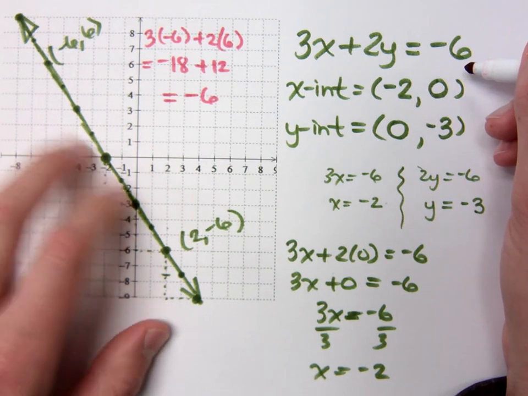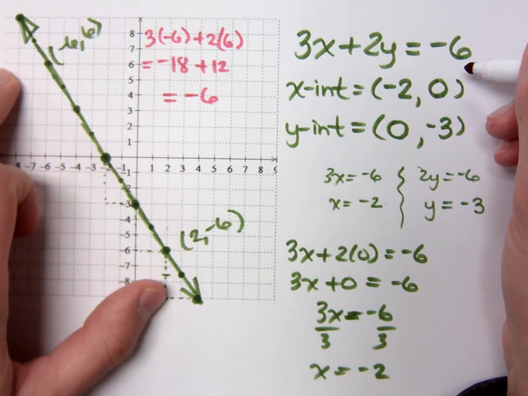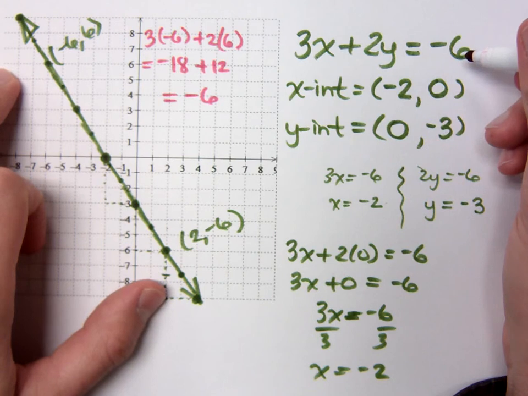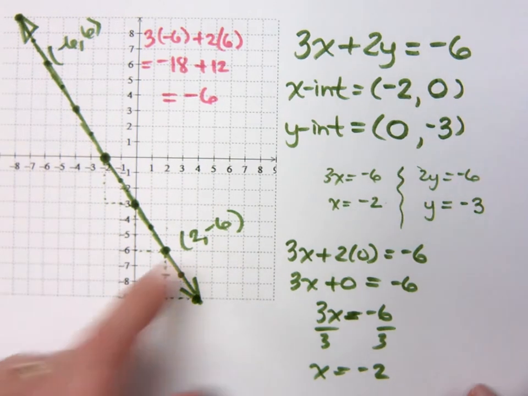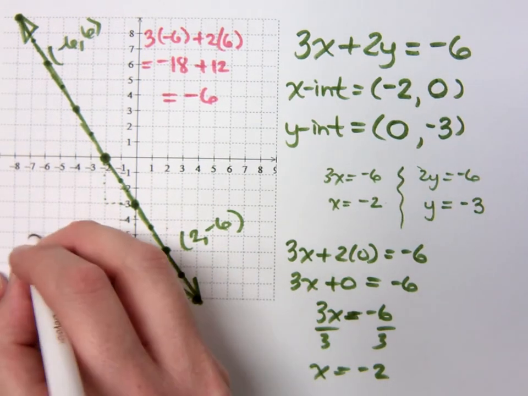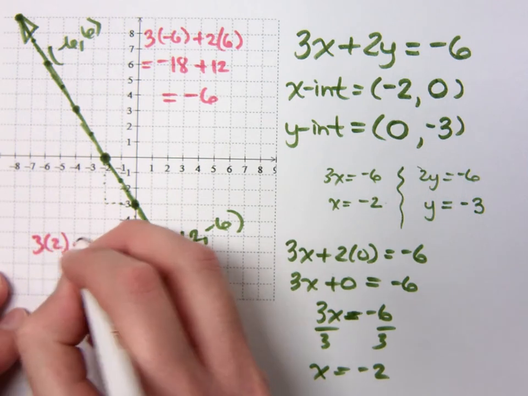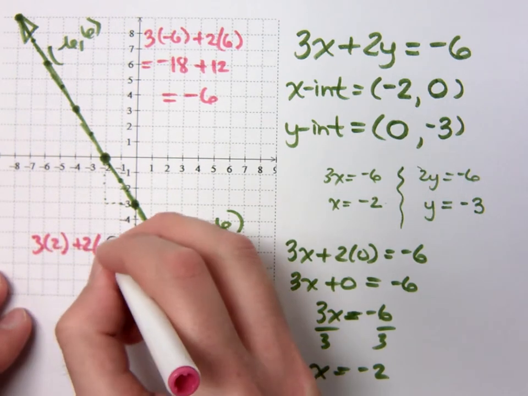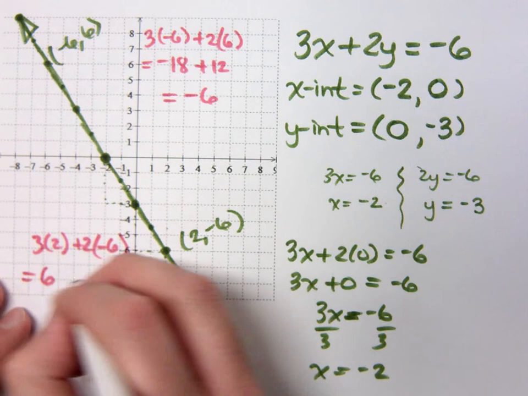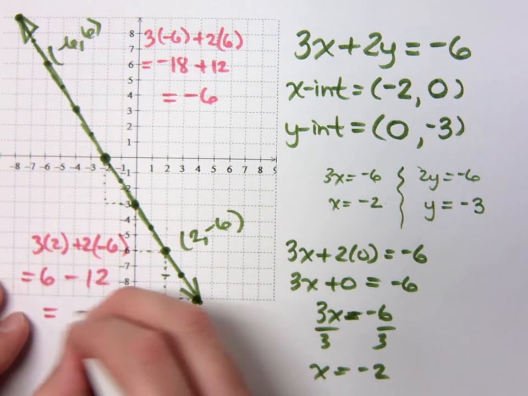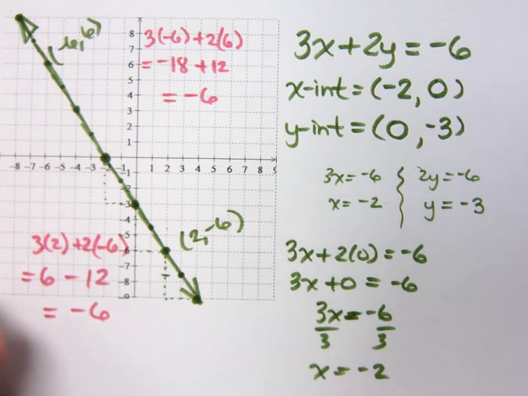But if you pick 2 other points that we didn't have before, you check them against the original, they should work. If I use 2, -6, so that's 3 times 2 plus 2 times -6. I get 6 minus 12, which equals -6. That checks out as well. I know that my line is right. Everything checks out.